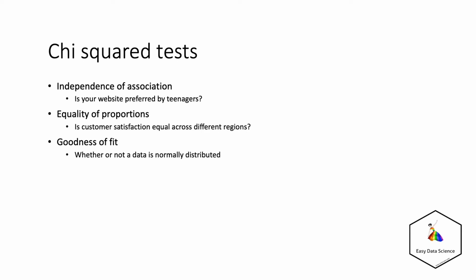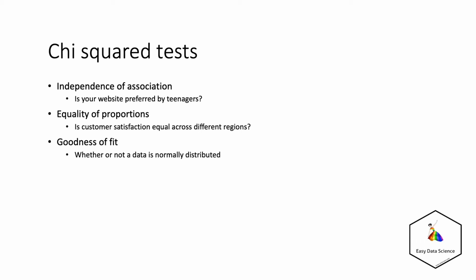Another type of hypothesis testing is called Chi-squared tests. It is used when you want to understand if there is any independence or association. For example, you have several types of visitors on your website and you have categorized some of them as teenagers. You want to understand whether there is an association between this segment and your website, that is, whether this segment prefers your website more than the others. It is also useful in identifying equality of proportions. So let's say, is your customer satisfaction equal across different states, different geographies, different product segments?